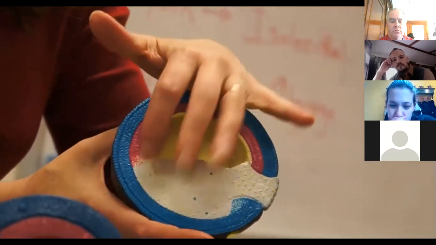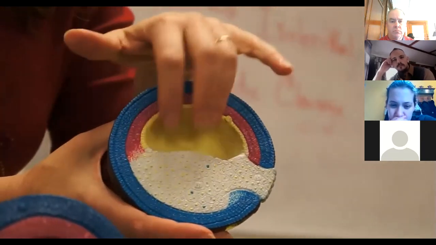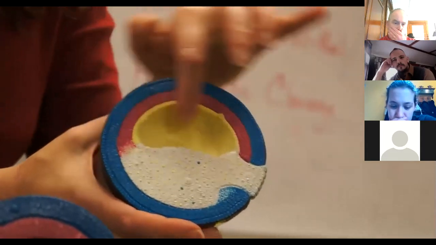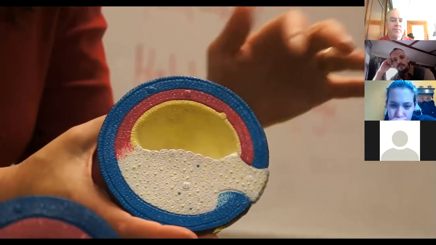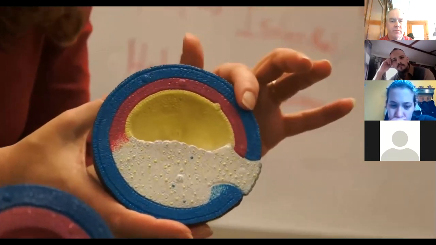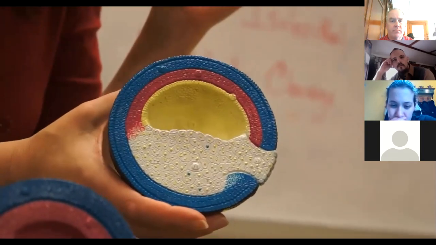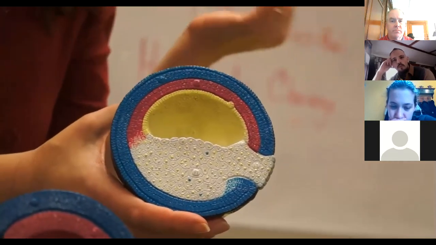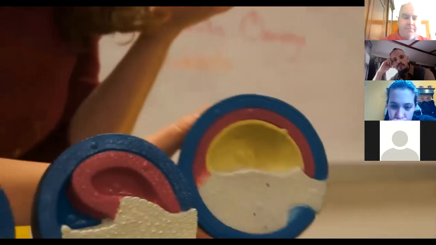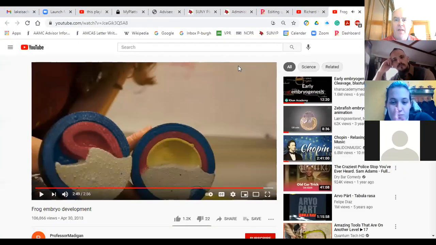Inside the archenteron here, all of the yolk cells are inside the archenteron. The lining of the archenteron is the endoderm, the yellow cell layer. The outer blue layer is the ectoderm, and the middle layer is the mesoderm. And that's it.